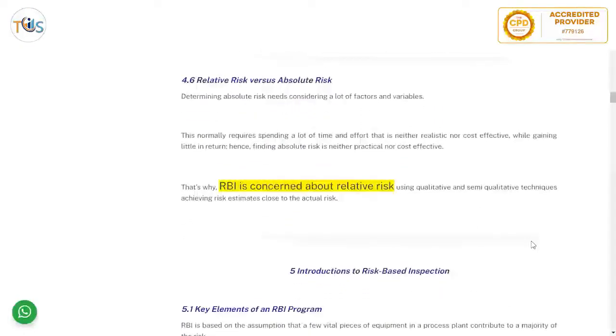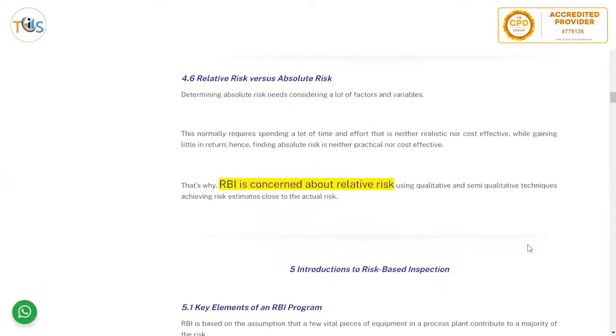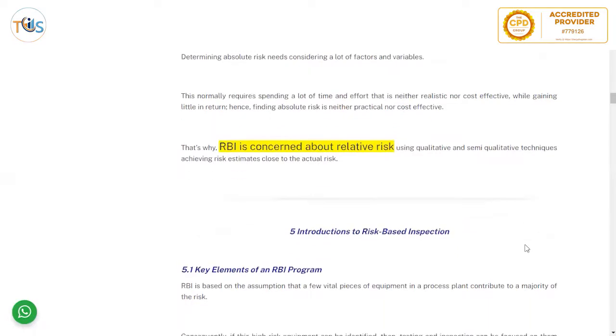Relative risk versus absolute risk. Determining relative risk needs considering a lot of factors and variables. This normally requires spending a lot of time and effort that is neither realistic nor cost effective, while gaining little in return. Hence, finding absolute risk is neither practical nor cost effective. That's why RBI is concerned about relative risk, not absolute risk. So using qualitative and semi-quantitative techniques, it achieves risk estimates close to the actual risk.